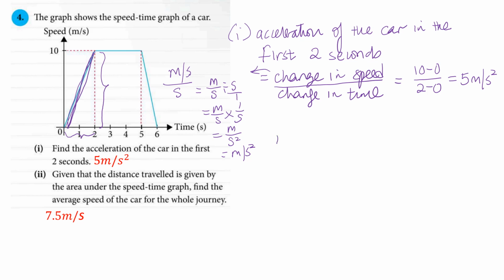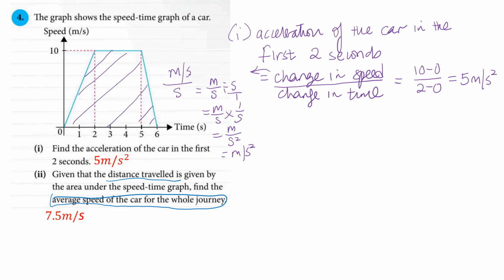Then for the second part, you are asked to find the average speed. To find the average speed, we need to find the total distance. Here, the question actually guides you to find the total distance. It says that the distance traveled is basically just the area under the speed-time graph. So what do we mean by area? The speed-time graph actually represents a trapezium, so when we say area under the speed-time graph, we are finding the area of that trapezium.